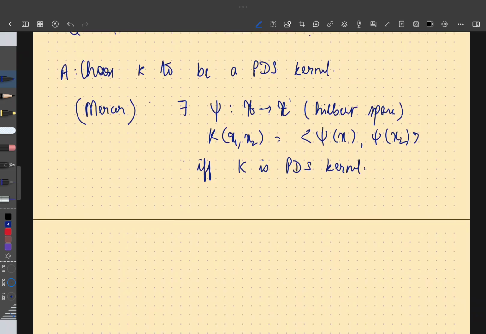So if k corresponds to a valid inner product, then k must be a PDS kernel. We've seen that previously. But if k is a PDS kernel, then it guarantees that there is some embedding into a Hilbert space such that k corresponds to computing just the inner product between feature vectors. All it says is that there exists an embedding. It doesn't give you any closed form expression for the embedding.